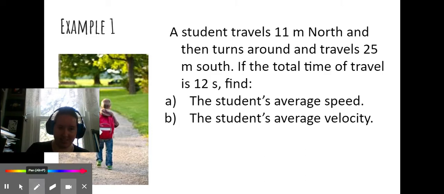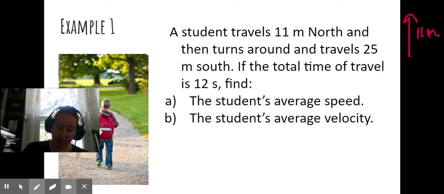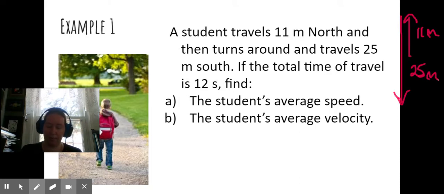Hopefully you've paused it. Okay, so the student is going 11 meters north, and then turns around and goes 25 meters south. Typically when we're doing this, we would represent these two as positives or negatives. North usually is positive, and south is usually negative. So when we're taking the difference between the two, it's a good thing to keep in mind. Time is 12 seconds.